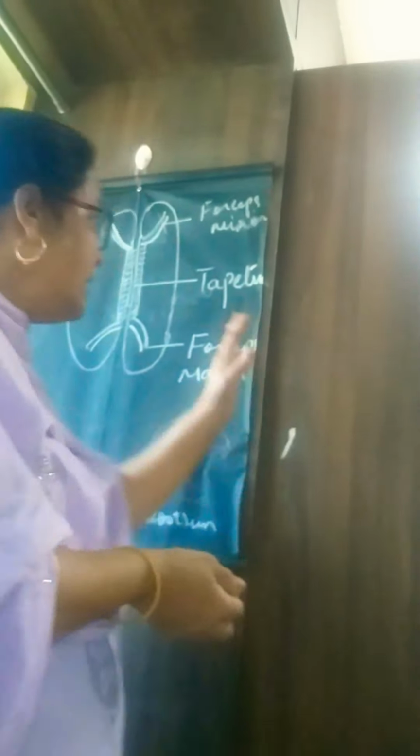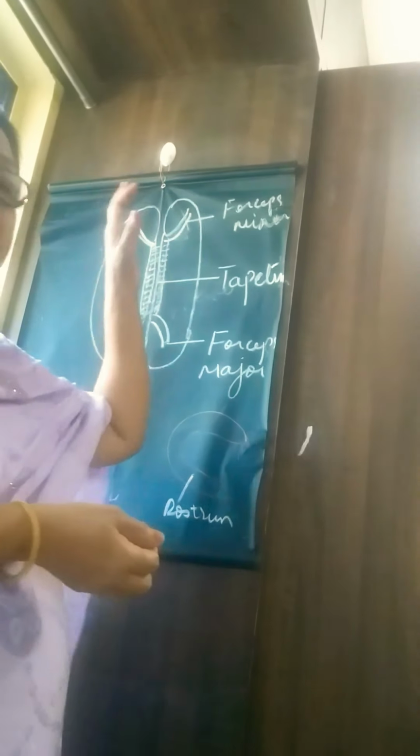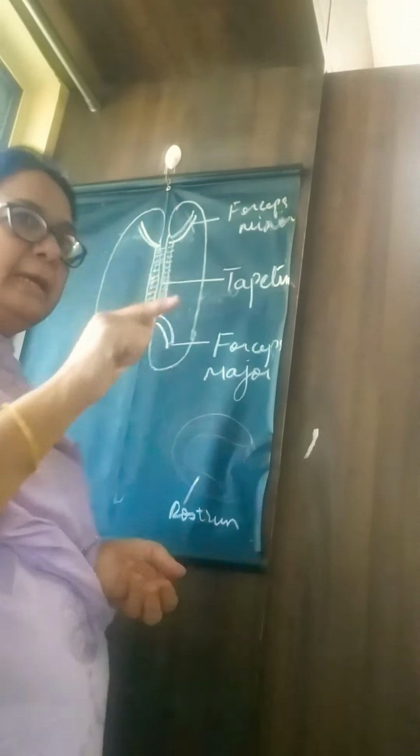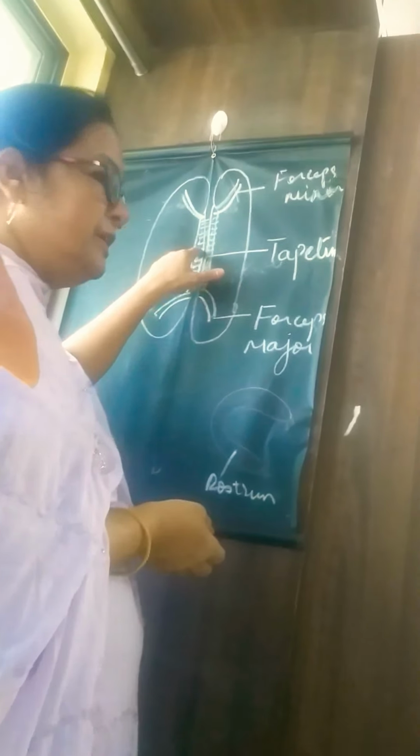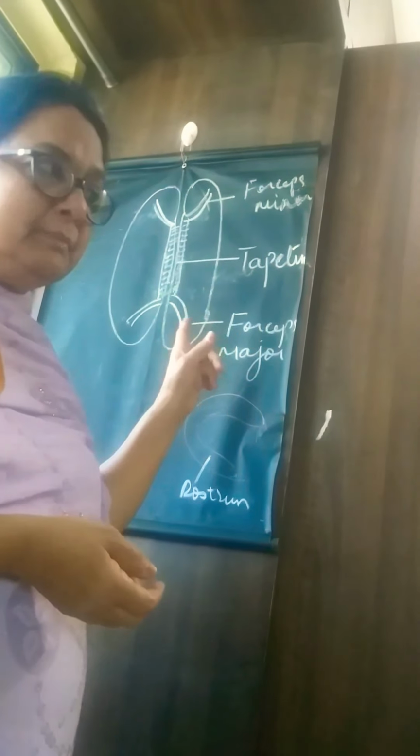So the tapetum connects the medial portion of the cerebrum, and this tapetum, what does it do? It is forming the roof of the lateral ventricle, and it is also forming the inferior and the posterior horn of the lateral ventricle.